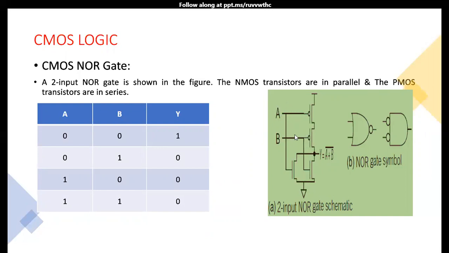I'm explaining the operation of this NOR gate by using the truth table. If you give the 0 input, what happens for 0 inputs? Both the PMOS transistors will be on and the NMOS transistors will be off. So the output will be pulled up to the supply voltage. Hence, it produces the high output, Y is equal to 1.